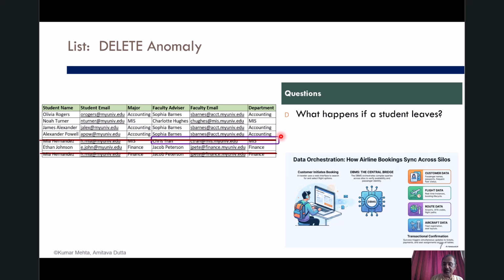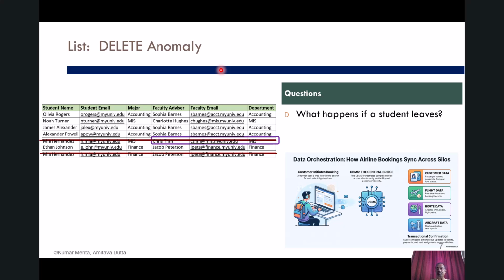Okay, sort of collateral damage, you might say. All right, that's not desirable. The analogous situation in the case of the airline would be that if the only customer who had made a reservation on a particular flight canceled that reservation, then that flight information would also get deleted. Obviously, that's an absurd thing to do. Okay, so this problem is called a delete anomaly, and that is also not desirable.